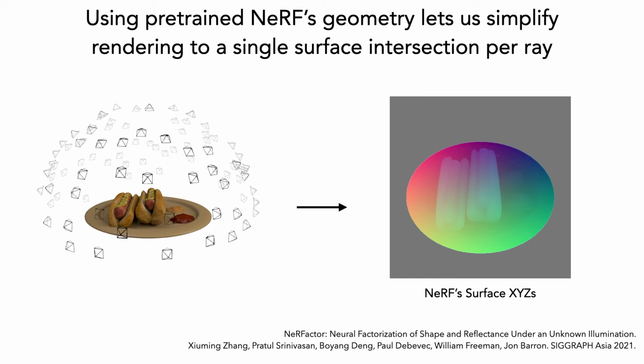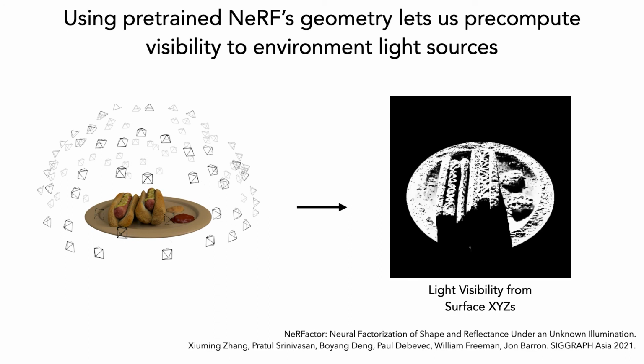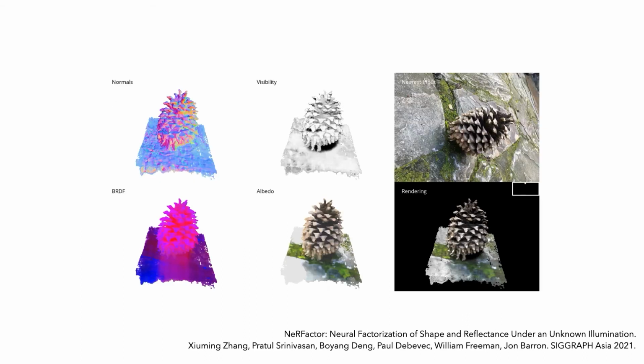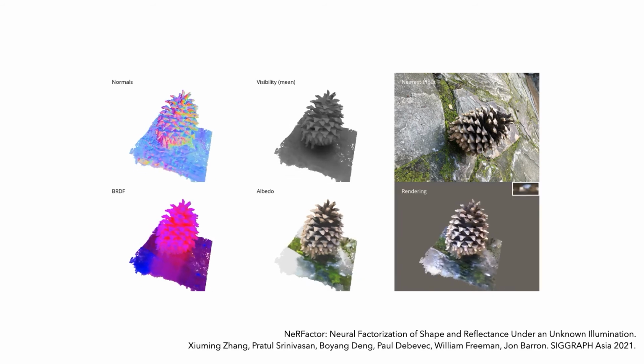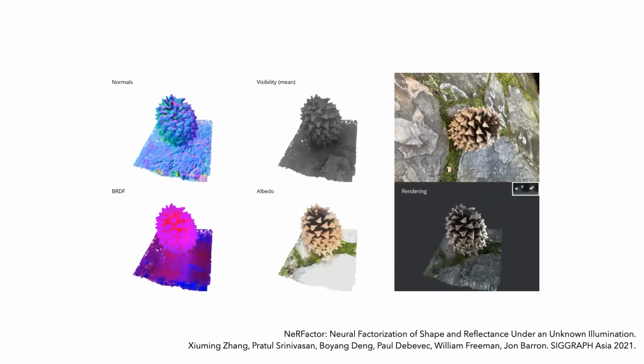For any ray from the input training cameras, NeRFactor computes its expected termination depth in the NeRF volume and assumes that the radiance along that ray is due to direct illumination from just that point. Furthermore, using pre-trained NeRF geometry lets NeRFactor pre-compute the direct visibility to an external environment source in any direction from these surface intersection points. By using this pre-computed surface geometry and visibility, NeRFactor then optimizes for a reflectance field and environment lighting, and is able to efficiently relight objects while also simulating visibility-based effects such as cast shadows.